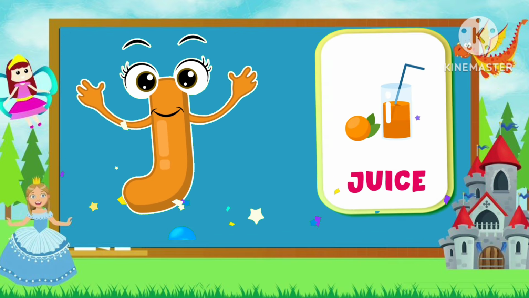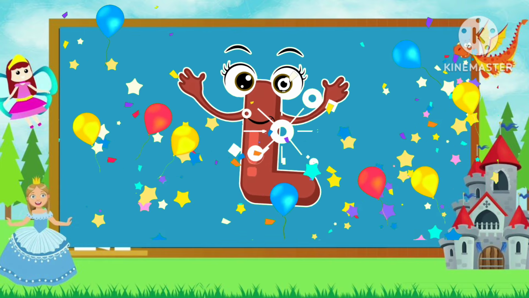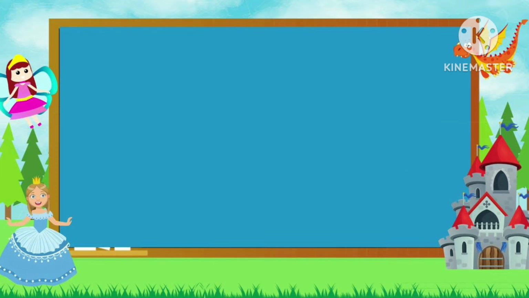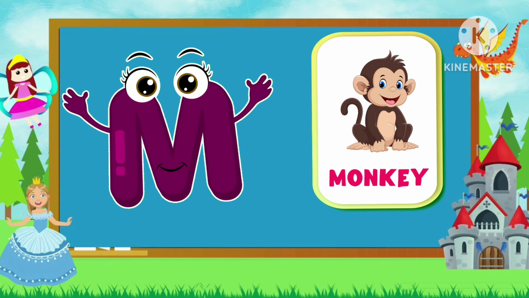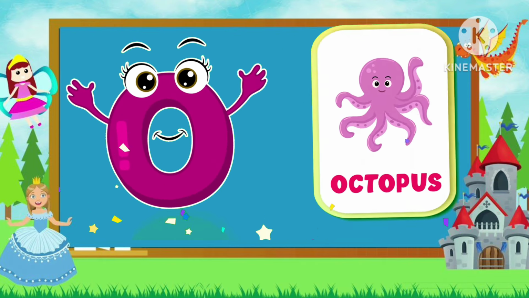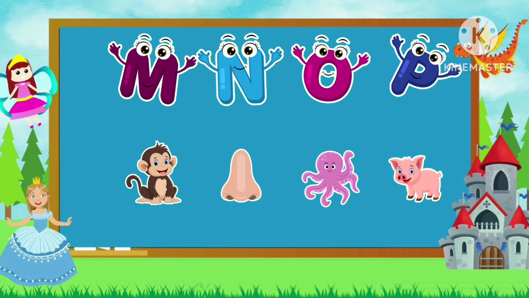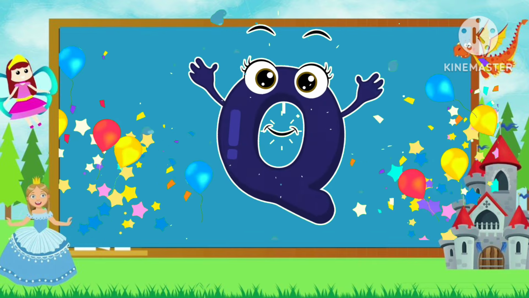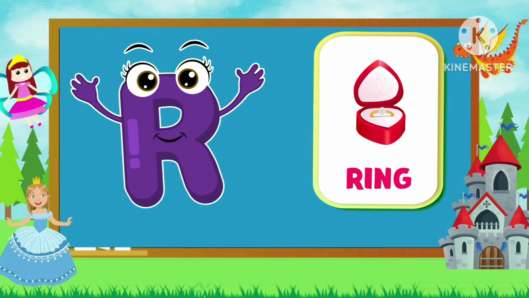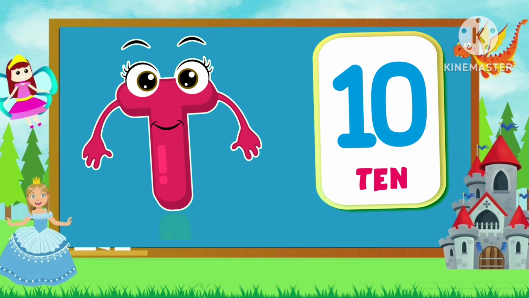J is for juice, juice. K is for kangaroo, kangaroo. L is for lion, lion. M is for monkey, monkey. N is for nose, nose. O is for octopus, octopus. P is for pig, pig. Q is for question, question. R is for ring, ring. S is for sun, sun. T is for ten, ten.